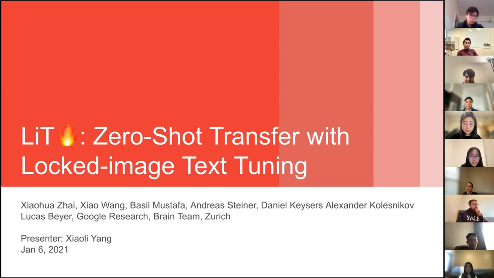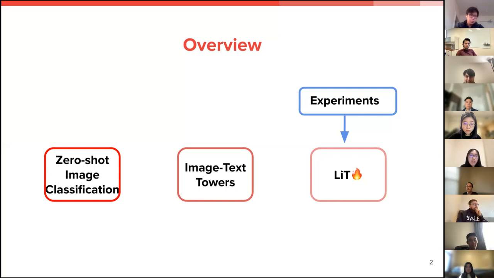Okay, so here we go. I structured my presentation into three main parts. First, we're going to briefly explain the problem LiT is going to tackle, which is zero-shot image classification. And then the image text towers, an architecture that LiT improves directly upon. And finally, we're going to dive into LiT and a series of experiments that comes along with it.